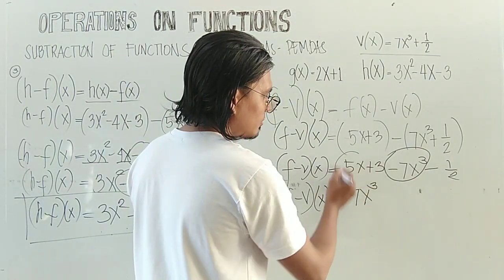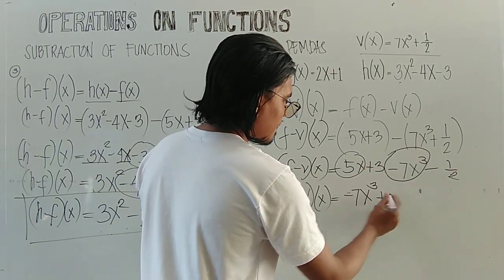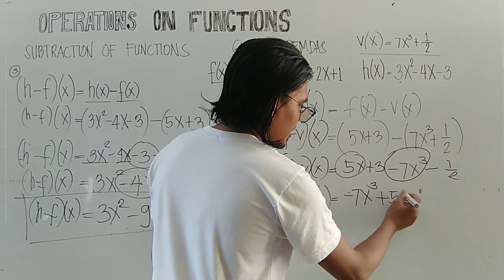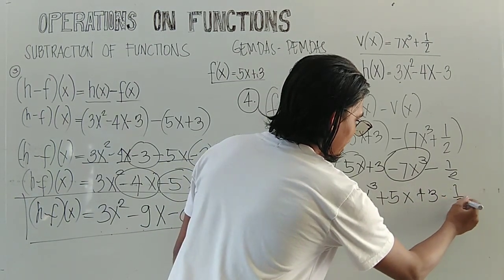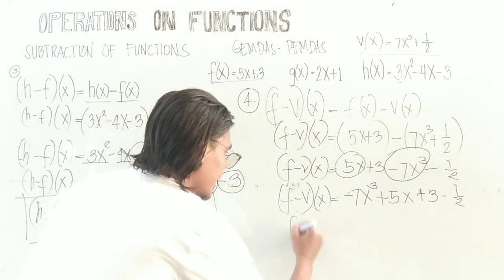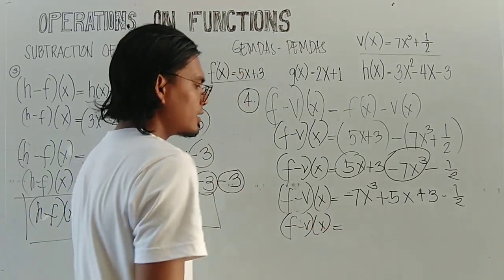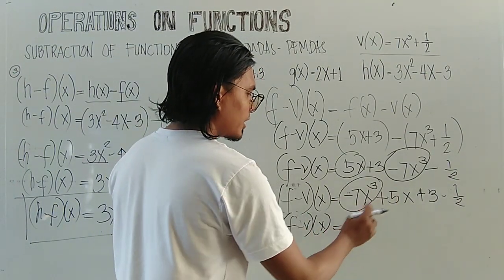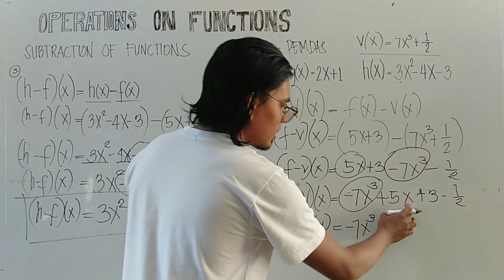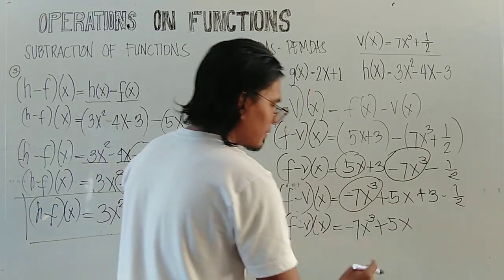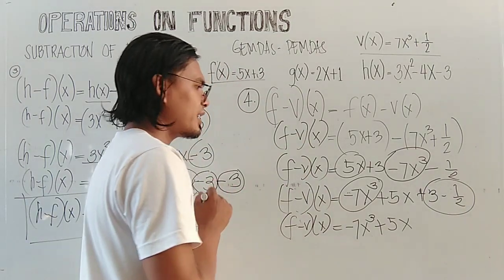Then next, since there is no squared exponent, we go to the linear exponent. Since 5 has no sign, it is positive 5x. Then what remains, guys, is plus 3 minus 1 half. Okay? Continuing, we have f minus v of x equals, so there is no like term for our x cubed. So just copy negative 7x cubed. There is also no like term for our linear term, which is 5x, so copy plus 5x. Then we subtract 3 minus 1 half.